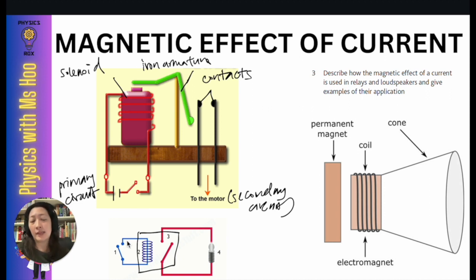So the blue circuit here is the primary circuit, while the red circuit is the secondary circuit. An electromagnetic relay is normally used to start a second circuit which has a higher voltage compared to the voltage in the primary circuit.